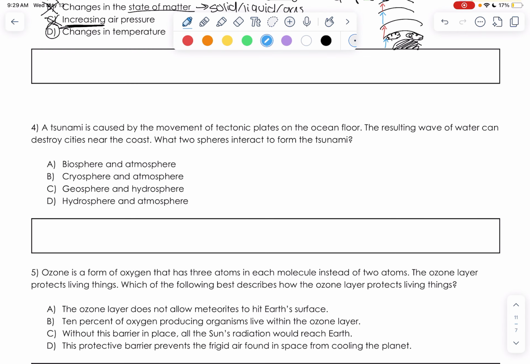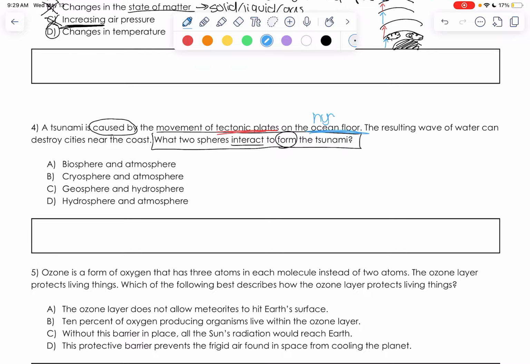Number 4, a tsunami is caused by the movement of tectonic plates on the ocean floor. The resulting wave of water can destroy cities near the coast. What 2 spheres interact to form the tsunami? I'm going to box my question, underline that key word. Interact means working together. So what is working together to form the tsunami? I see this key phrase here, that it is caused by the movement of tectonic plates on the ocean floor.